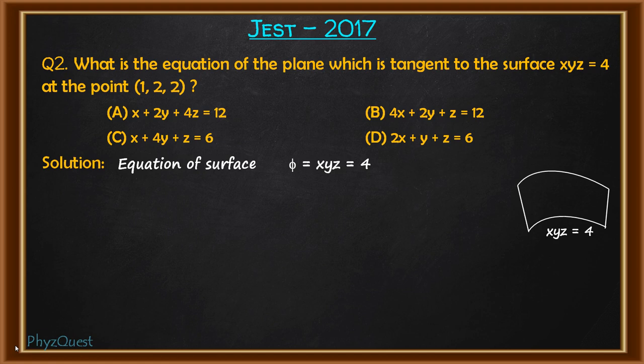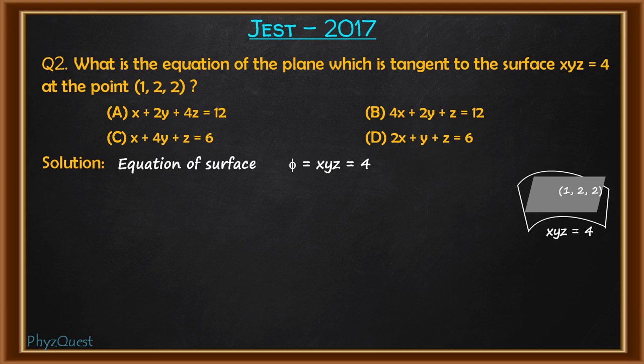So here we have a surface phi equal to xyz equal to 4. This is the plane which is tangent to the surface at the point (1, 2, 2). Since it is tangent, this point (1, 2, 2) belongs to both the surface xyz equal to 4 and the plane as well. The first thing we already have is a point on the plane, (1, 2, 2). The next thing we need is the normal to the plane at that point.